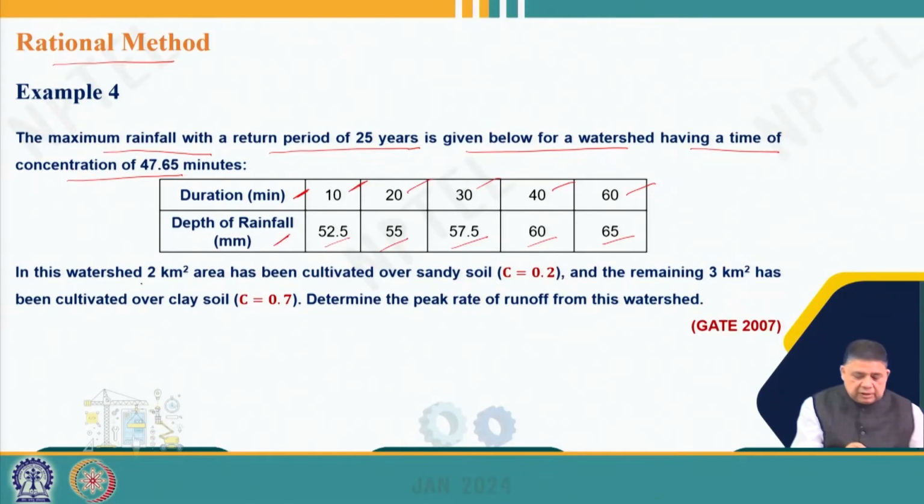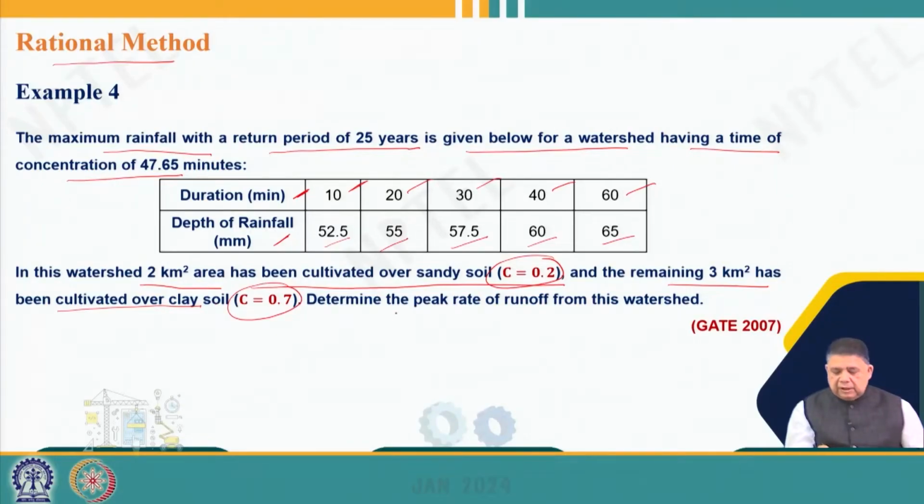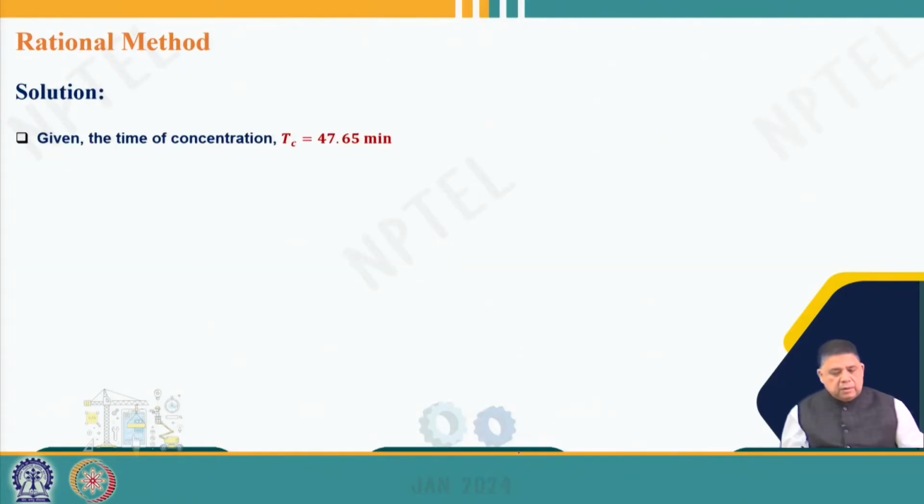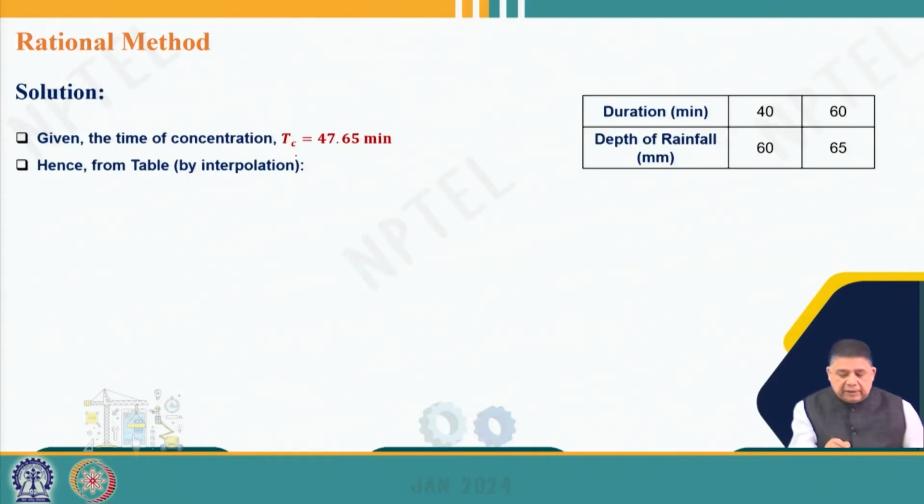In this watershed, 2 square kilometers of area has been cultivated over sandy soil, where the C value is 0.2, and the remaining 3 square kilometers has been cultivated over clay soil, where C equals 0.7. Determine the peak rate of runoff for this watershed. This question has been taken from the GATE 2007 question paper.